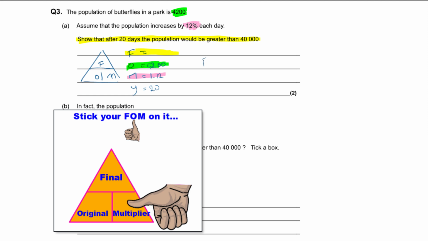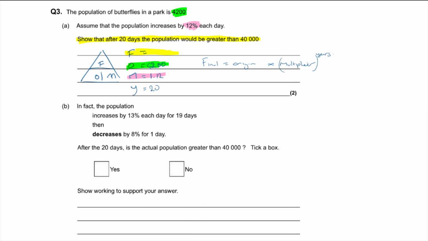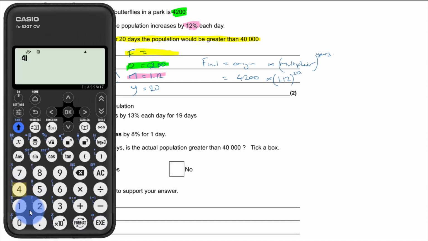Okay, so then final equals original times multiplier raised to number of years, or days. In this case it's days. And so original is 4,200, the multiplier is 1.12, and the number of days is 20. So let's type that into the calculator: 4200 times 1.12 raised to the power of 20.